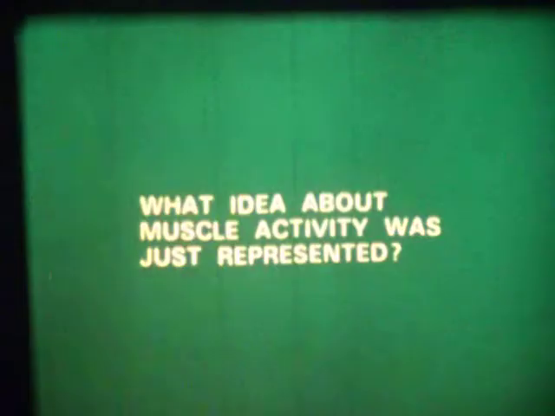Muscle cells, like all cells of the body, need food and oxygen to do work. The faster the action, the more food and oxygen are needed. Food is indicated by green dots on the barge. What idea about muscle activity was just represented?